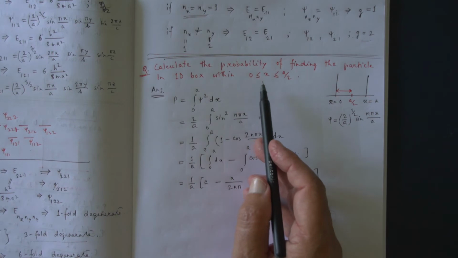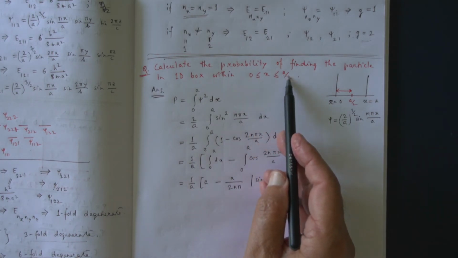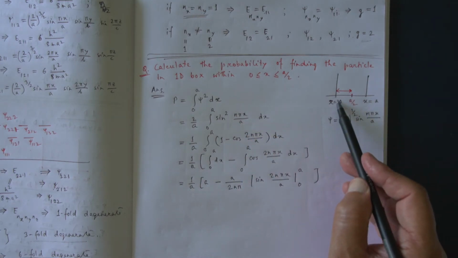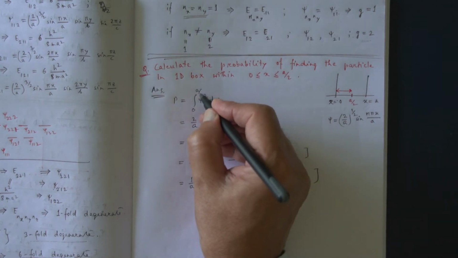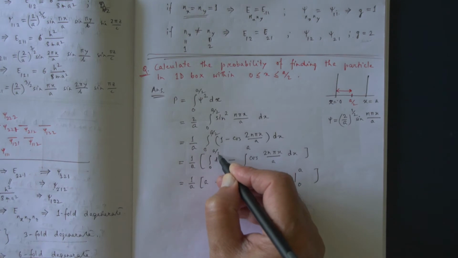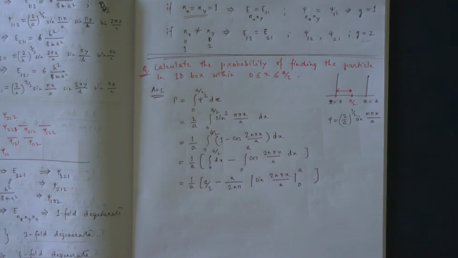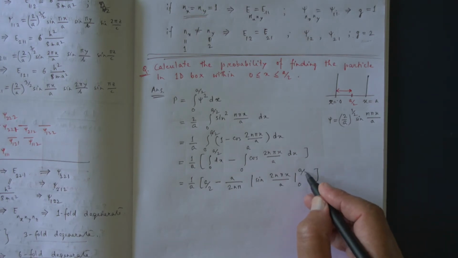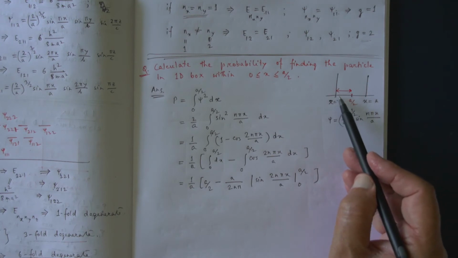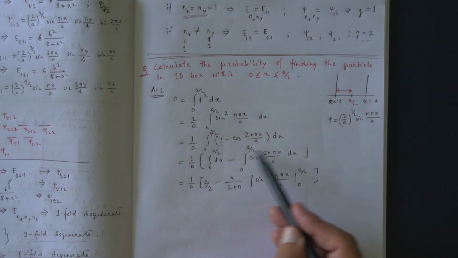Oh, sorry, I have committed one mistake. The limit has been given from 0 to a by 2. So we have to find the probability within this range, 0 to a by 2. Because we have been asked to find the probability from 0 to a by 2, within this range.